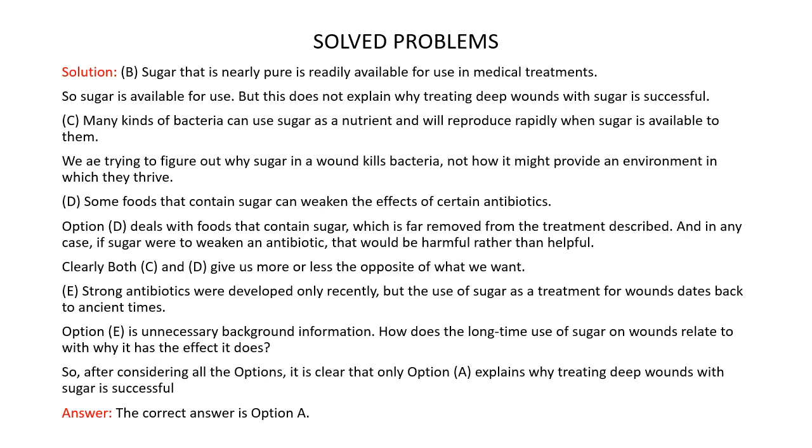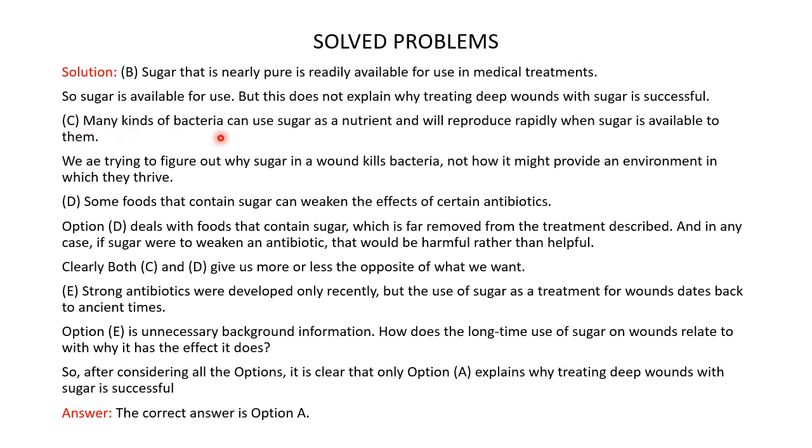Let's now look at option B. Option B says sugar that is nearly pure is readily available for use in medical treatments. So sugar is available for use. But this does not explain why treating deep wounds with sugar is successful. Let's look at option C.